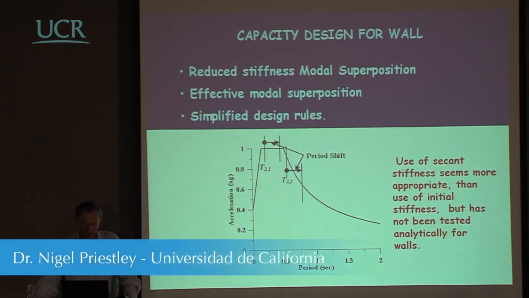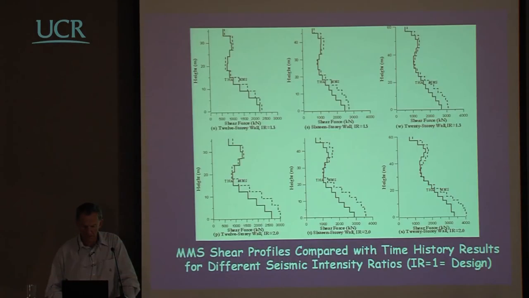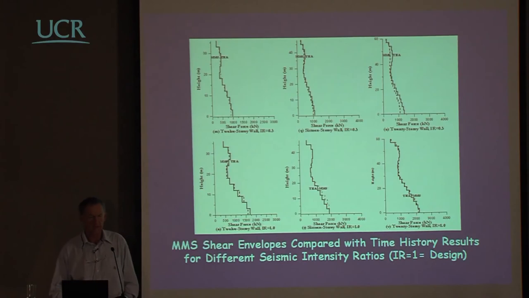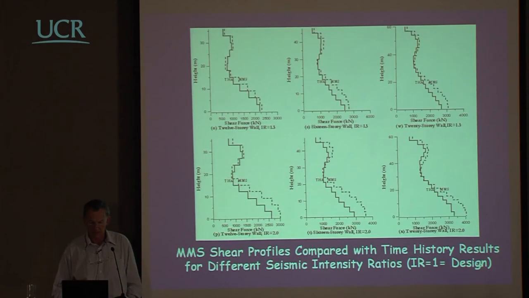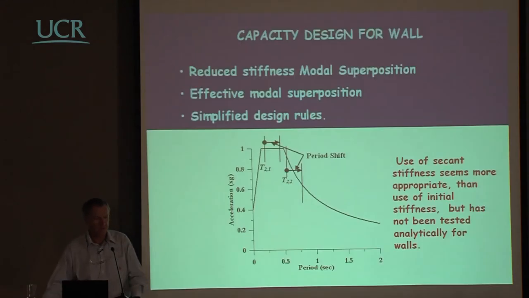Michele has been talking about capacity design for walls already, so there are a couple of aspects that could be considered in this. First, if you look at the previous two slides that he has shown, you'll see that, for example, for the shear force, the agreement is much better at an intensity ratio of 1.0 than it is at the higher levels. The modified modal superposition approach becomes more conservative as the intensity increases. And the reason for this is associated with the shifting of the periods due to ductility.